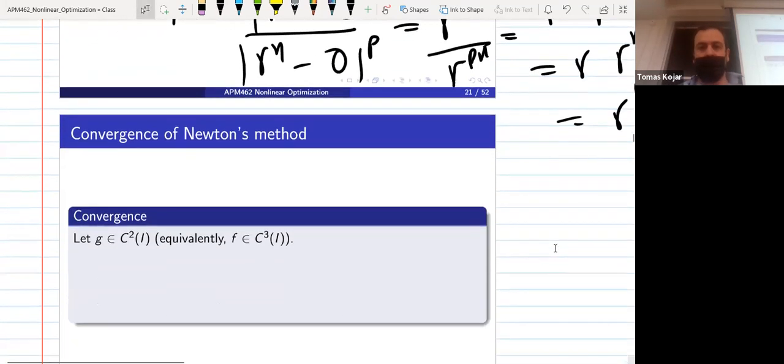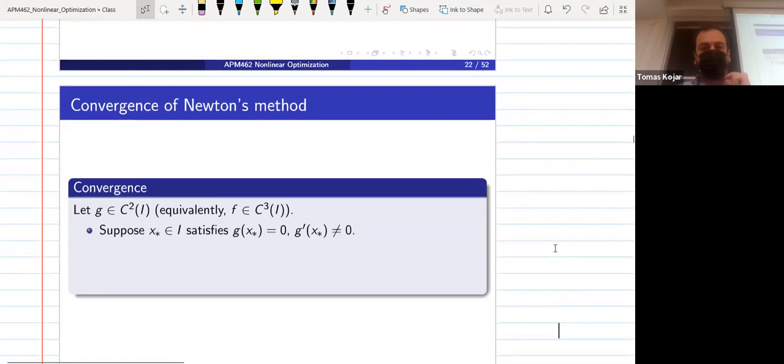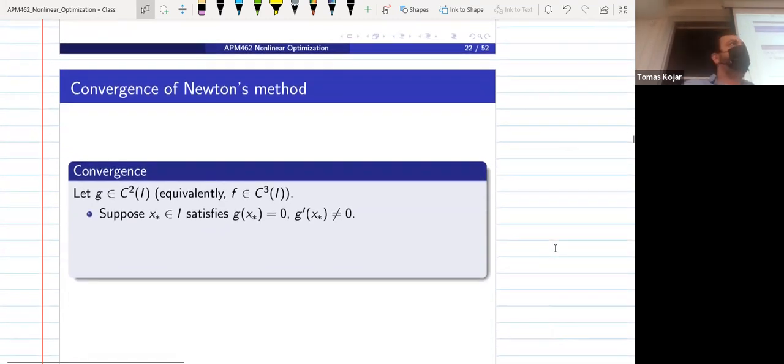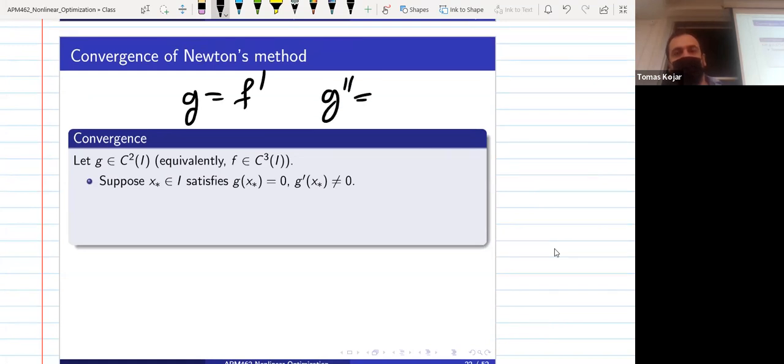Okay. Let's finally prove that this algorithm is convergent. Like Yumi said, you have to be careful with your derivatives. You're not allowed to have 0 derivative. I should remind you, G is equal to F prime, and G prime is equal to F double prime. I don't want to keep writing triple prime, too many dashes.